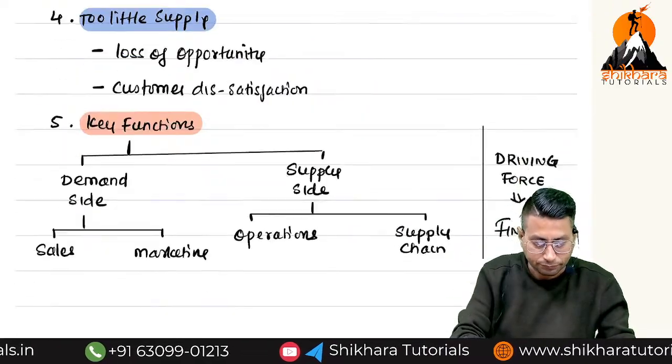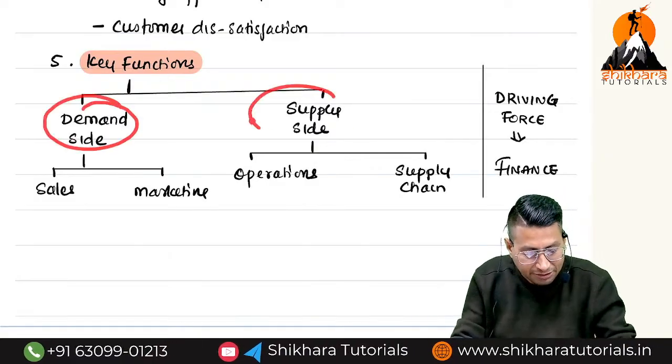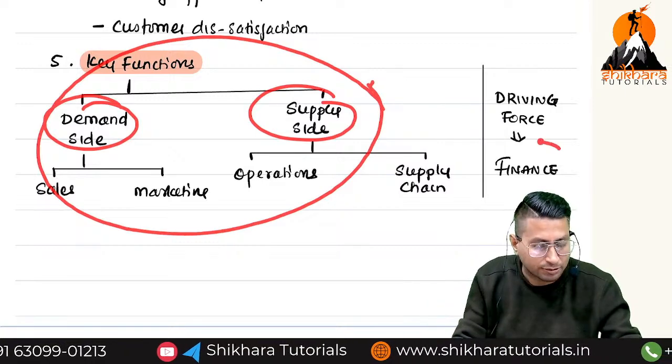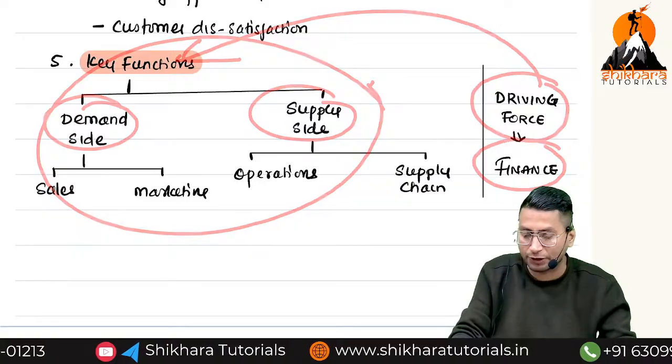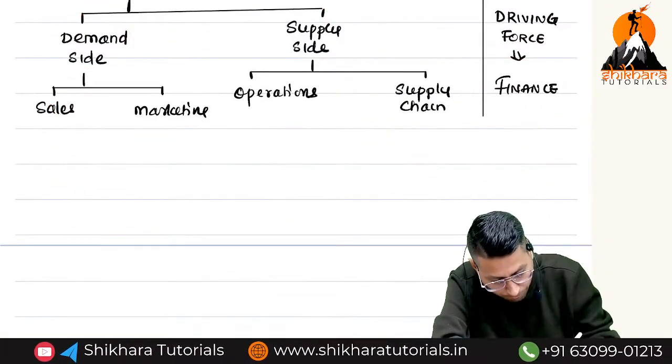Clear? Next, key functions, how many functions do we have? Demand side, supply side. All the functions are performed only when I have what? Finance. So what is finance? It's the driving force of key functions of a business. Clear? Next, point number 6.